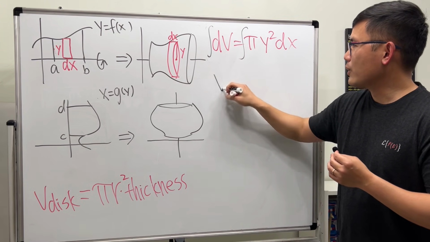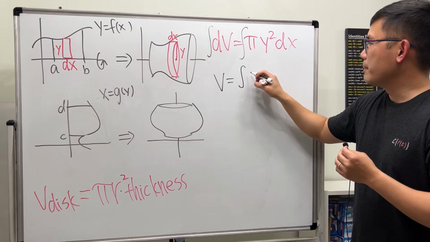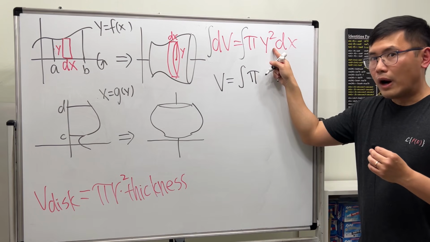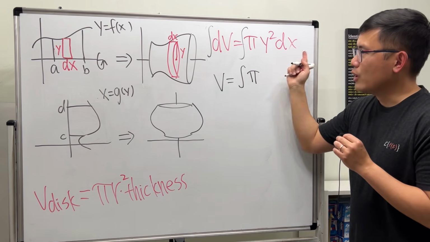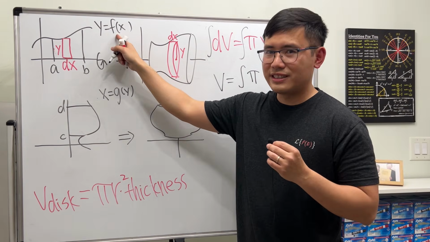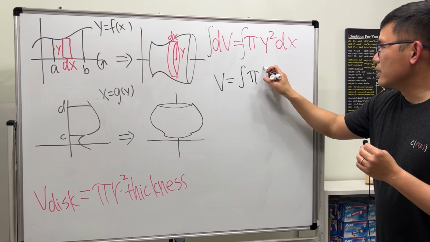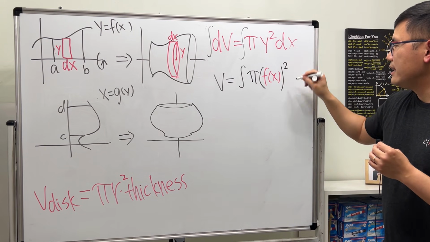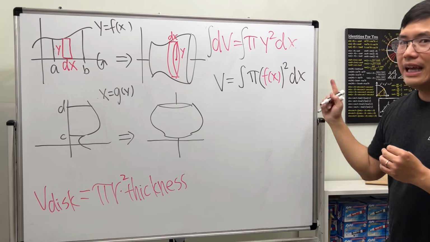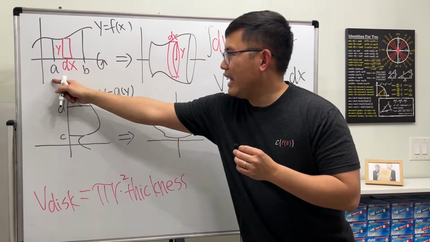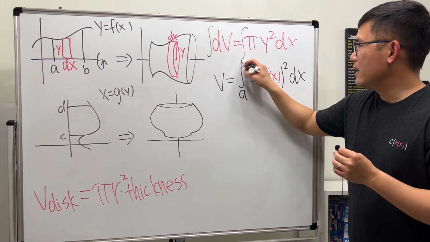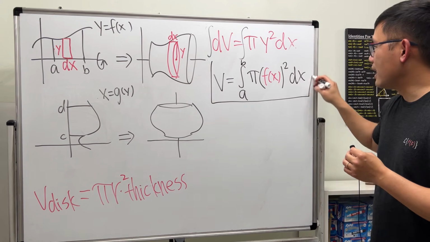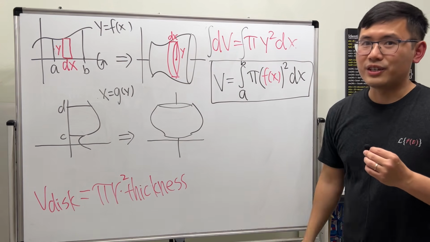So we get the volume is just the integral, pi is just the pi, y, it's not allowed in the x world, but it's okay because y is just f of x. So we can say f of x, and then let's square that, and then we are in the x world, and x goes from A to B. And that's the volume formula for that situation.